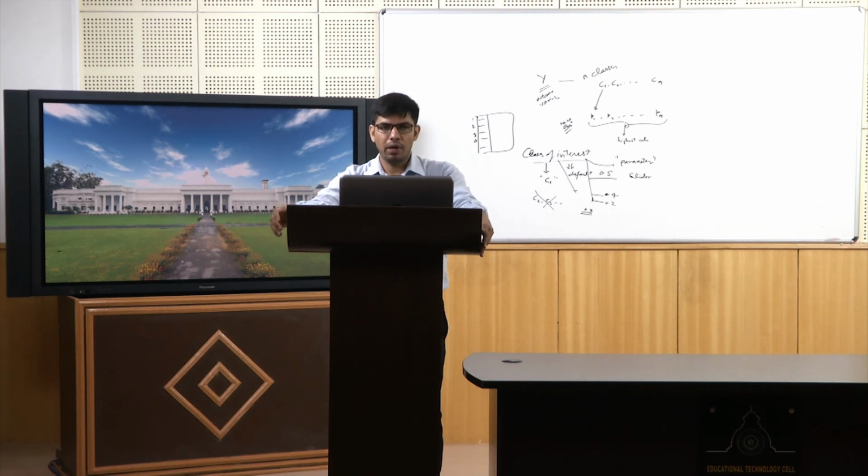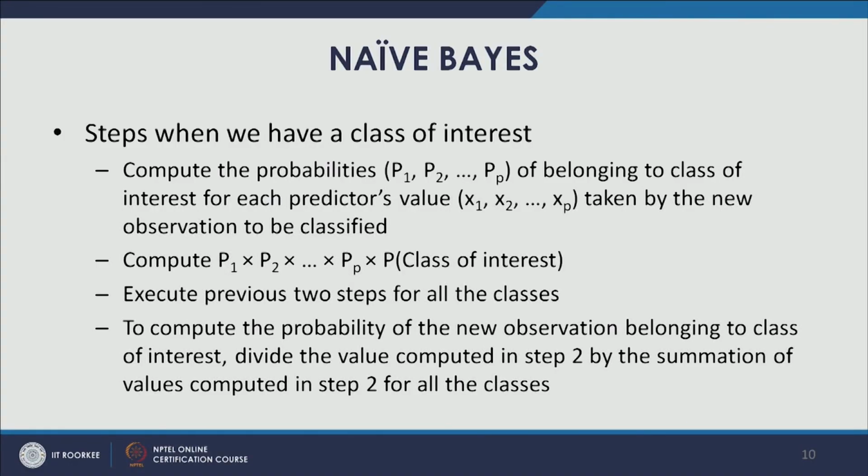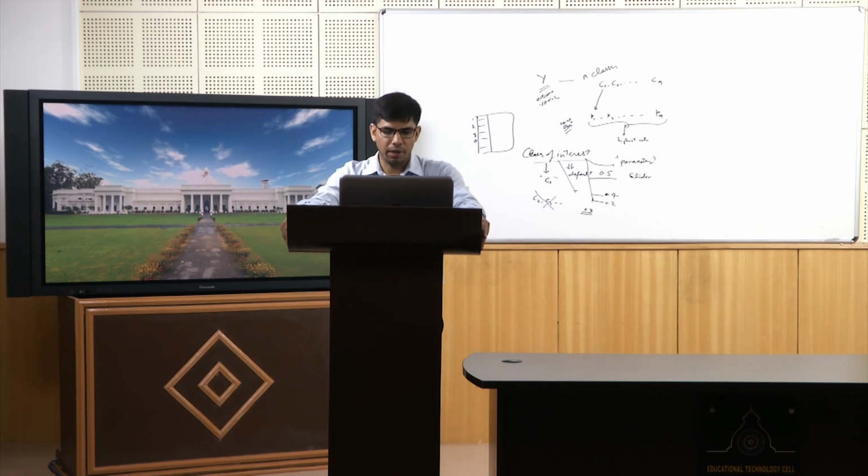We divide the value computed in step 2 by the summation of values computed in step 2 for all the classes, right. In step 3 we talked about computing the step 2 value for all the classes. Now all those values would be summed up and used as the denominator to divide the step 2 value for the class of interest. That will give us the probability of the new observation belonging to that class. As I clarified, we have both the numerator and denominator and not just the numerator.